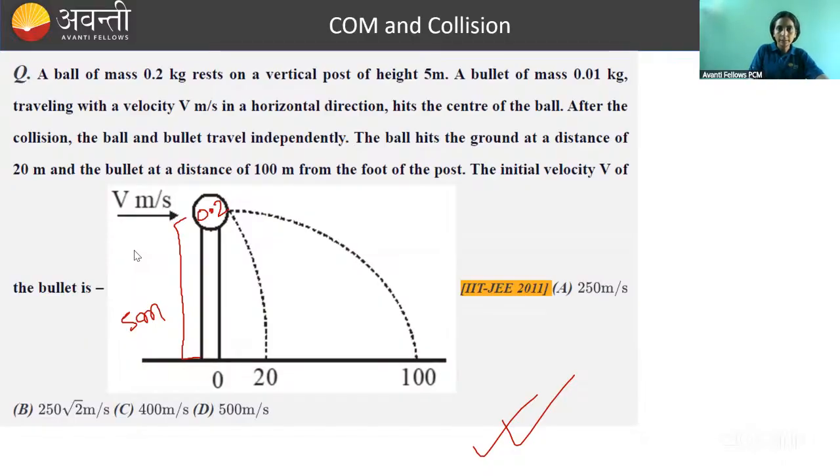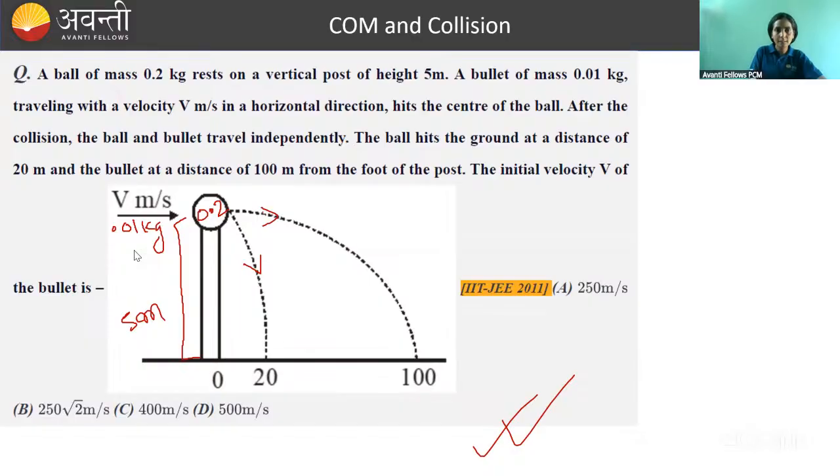There is a bullet of mass 0.01 kg. So this bullet has a mass of 0.01 kg. This is initially moving with v meter per second speed. It is moving in the horizontal direction, and it hits the center of the ball. After the collision, the ball and bullet travel independently like this. Okay, one is traveling here, another is traveling here.